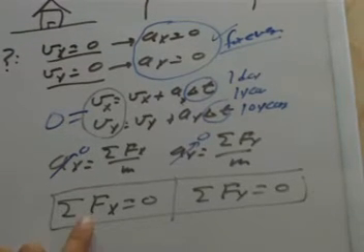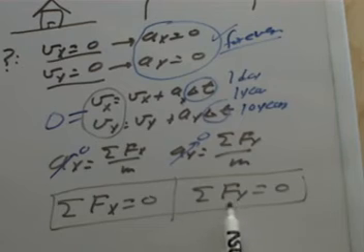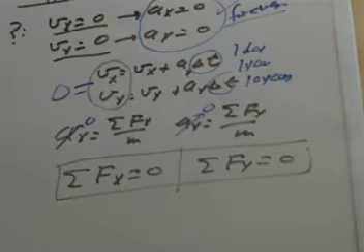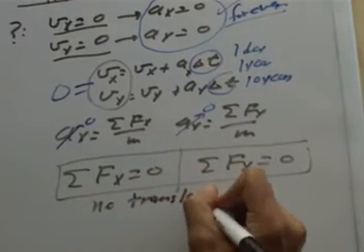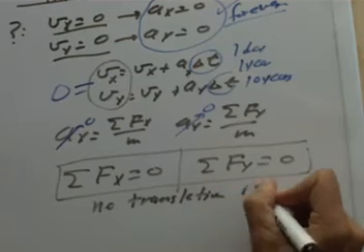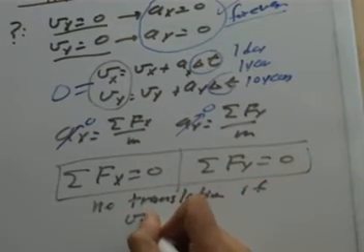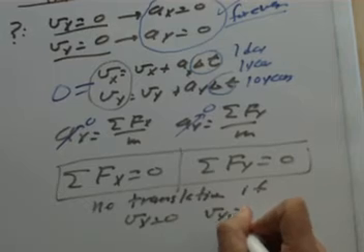You want to look at a system and identify all the x forces, add them up, set them equal to 0. Then you want to identify all the y forces, add all those up and set them equal to 0. And if you do that, this will result in no translation. And I'll say no translation if, of course, you can assure us that your v sub x was 0 and your v sub y is equal to 0.